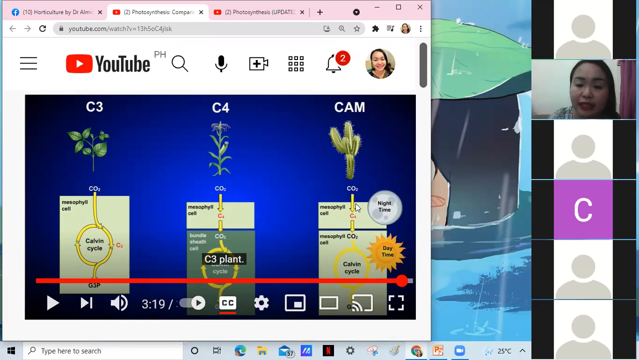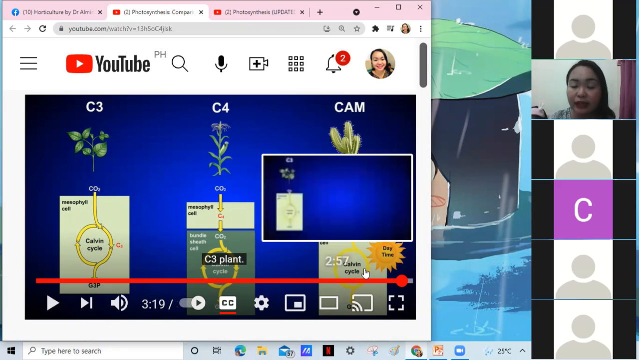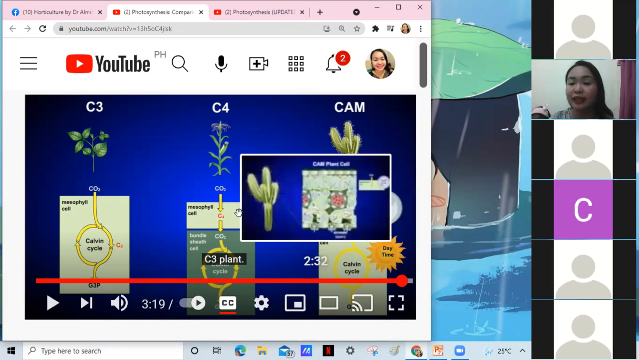So they always close their stomata during daytime, and open their stomata during nighttime. Therefore, the carbon dioxide can only be captured or absorbed by plants during nighttime. And that is why it is reversed: the Calvin cycle process is done during daytime.